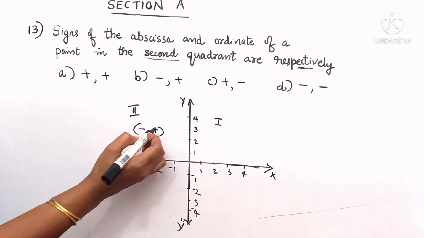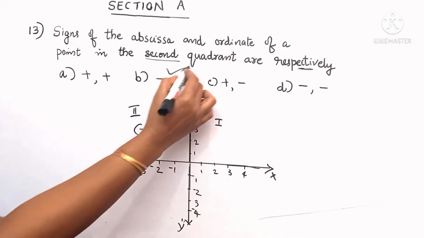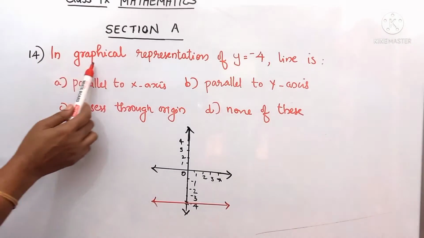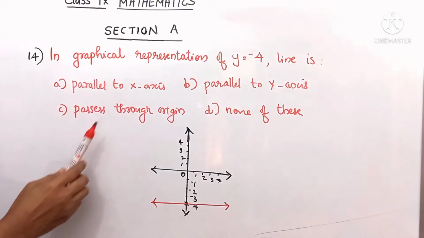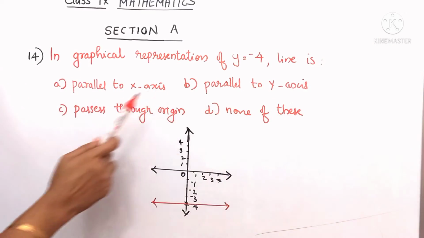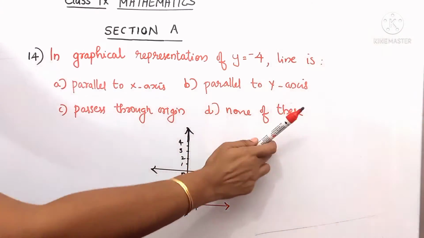So negative and positive. B is the answer. Question number 14. In the graphical representation of y is equal to minus 4, the line is parallel to x-axis, parallel to y-axis, passes through origin, or none of these.